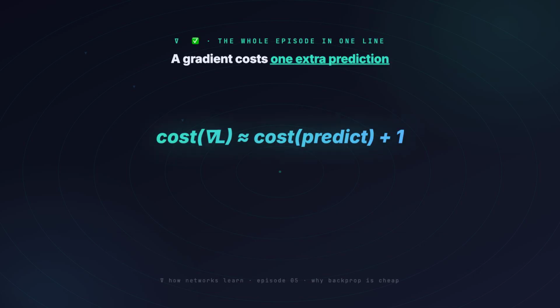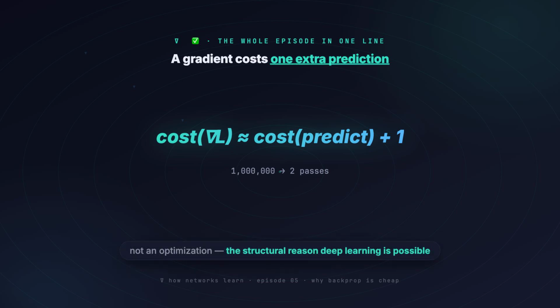So step back and feel the size of what just happened. The naive picture said a gradient costs a million predictions. The truth is, it costs one extra prediction. That factor, a million down to 2, isn't an optimization you tune. It's the structural reason you can train a network with billions of parameters on a laptop's worth of math per step. Every loss curve you'll ever watch go down is riding on this one fact. Let's go see it in code and put the two bars side by side.